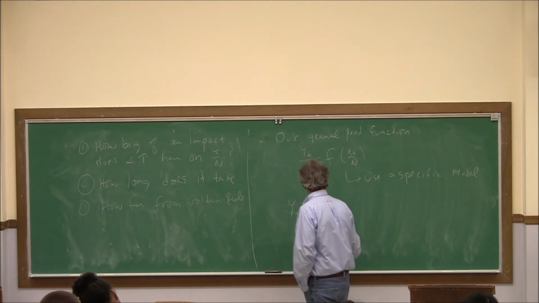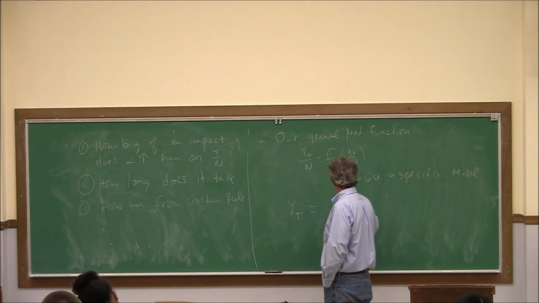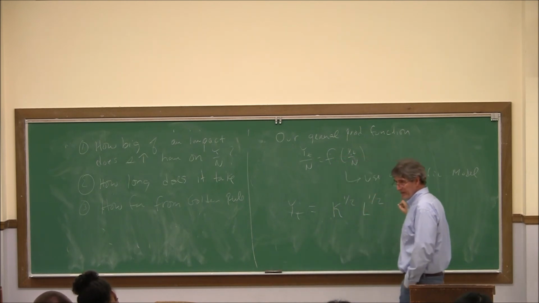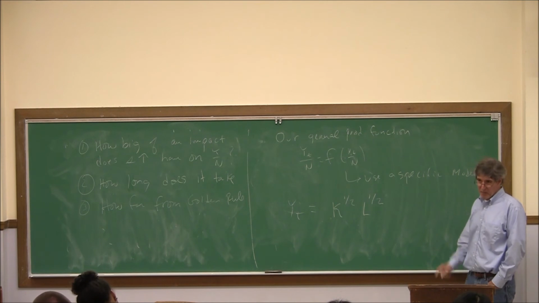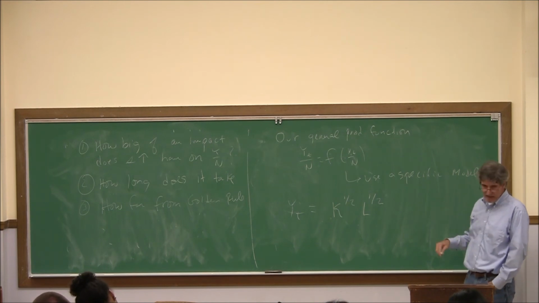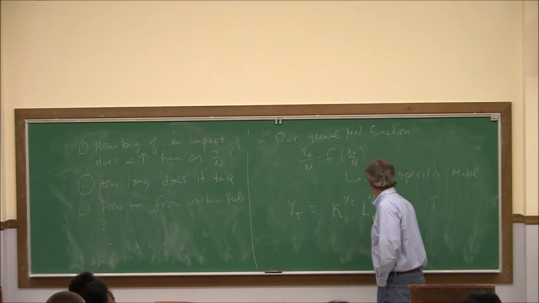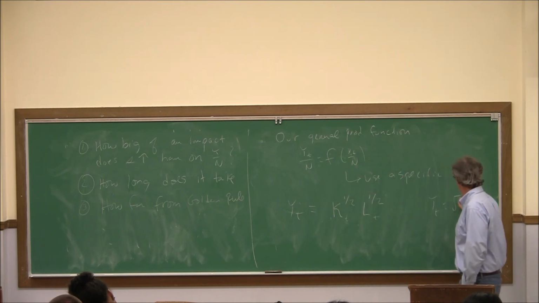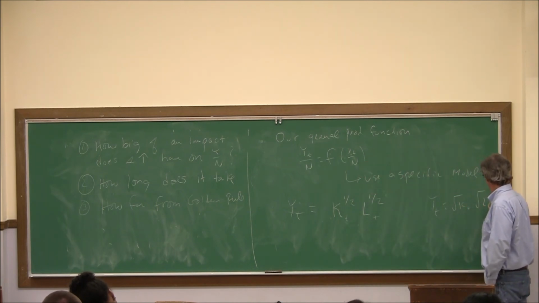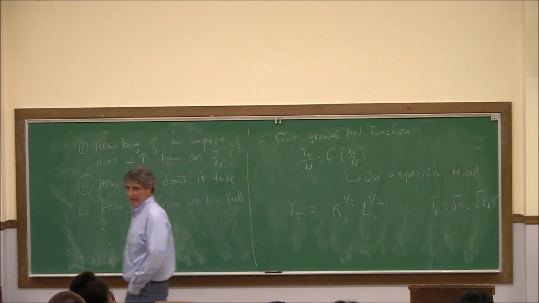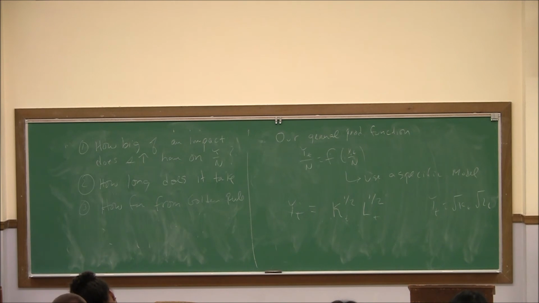Yt is k to the 1/2 L to the 1/2. The book uses square roots. If you like those better, they write it as Yt equals the square root of kt times the square root of lt. You could also put them under the same thing. There's lots of ways to write it. Whatever you like.